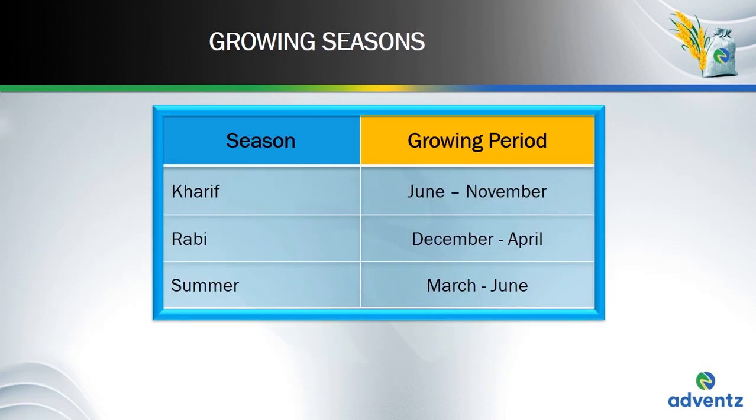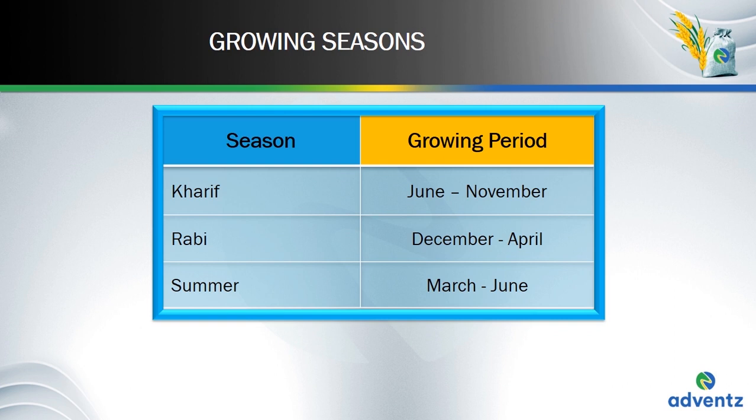The next thing we will talk about in rice cultivation are the growing seasons. Growing seasons are the part of year during which local weather conditions permit normal plant growth. It indicates the duration from land preparation to harvesting of the crop from beginning till the end. There are 3 growing periods for rice. They are called Kharif, which is from June to November, Rabi, which is from December to April, and Summer, which is from March to June.